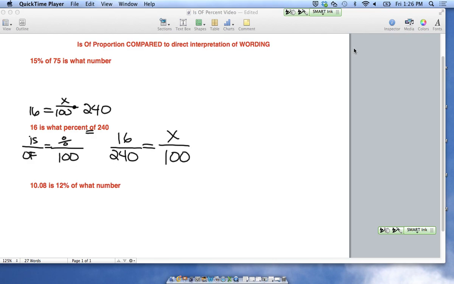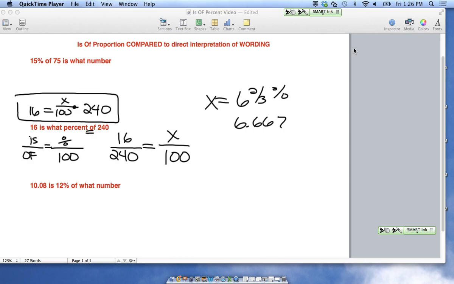So both equations should lead you to x equaling 6 2/3%, or 6.667, meaning it's just a number repeating, 6 repeating forever and ever. So you decide. This method works, just reading the words and turning it into algebra, or using the is-of proportion scenario and directly going into cross products to solve for x.